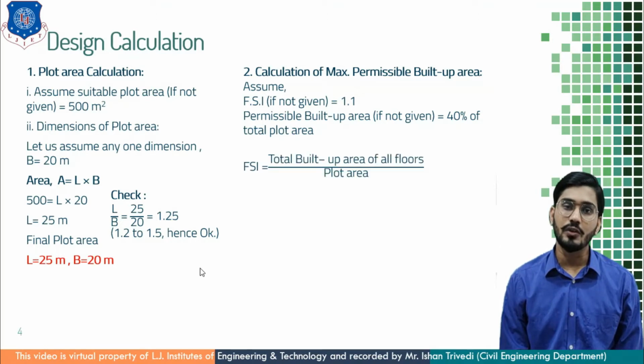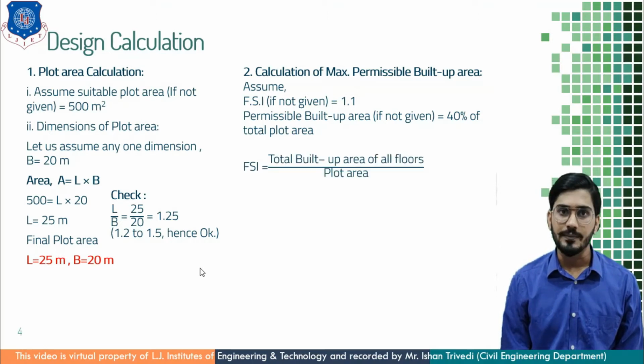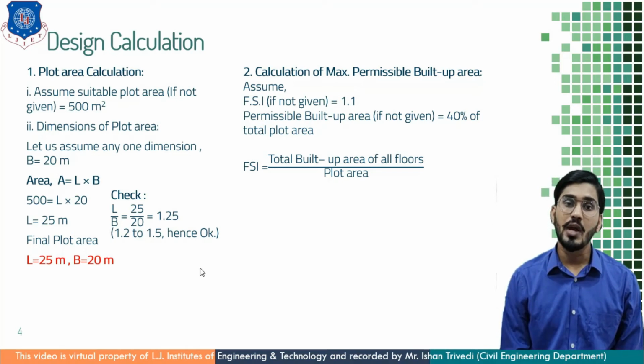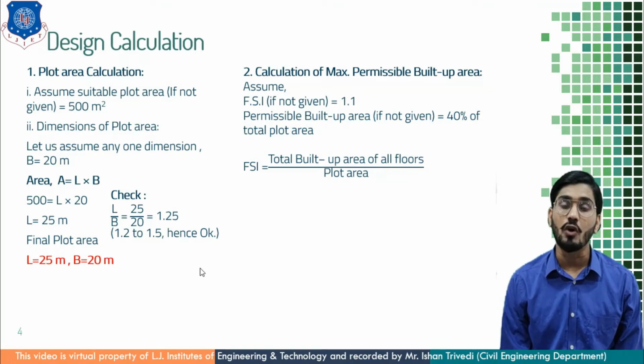So first you have to understand the definition of FSI. What does FSI tell you? FSI means the total built up area of all the floors upon plot area. Now what is given to you? You have the FSI value, you have the plot area value, but what you do not have is the total built up area of all the floors. So you have to calculate that.